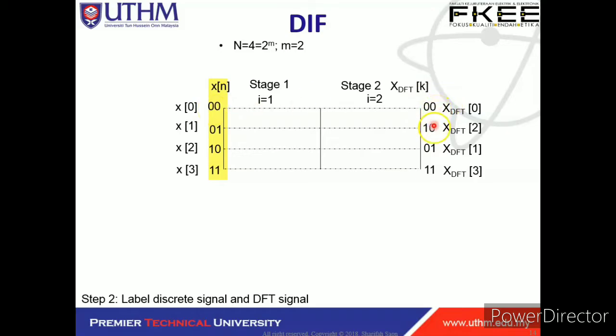So we have 0 0, 0 1, 1 0, and 1 1. And then this binary number is transformed into a decimal number. So 0 0 is 0, 0 1 is 1, 1 0 is 2, and 1 1 is x3. The same for the X DFT: we transform the binary number into the decimal value. Okay, this is the second step.